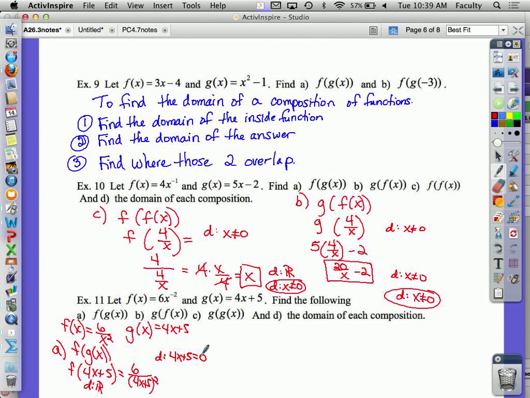I mean, you don't need to write x equals 0, because it's x equals 0. I mean, you know, but when they're harder, we do want to write them out and figure them out. So I subtract the 5 and divide by 4. So x can't be negative 5/4. So I look at where they overlap, and it's going to be x cannot equal negative 5/4.